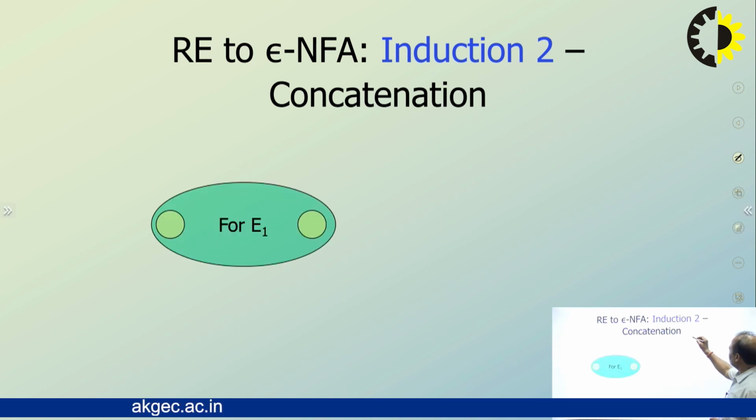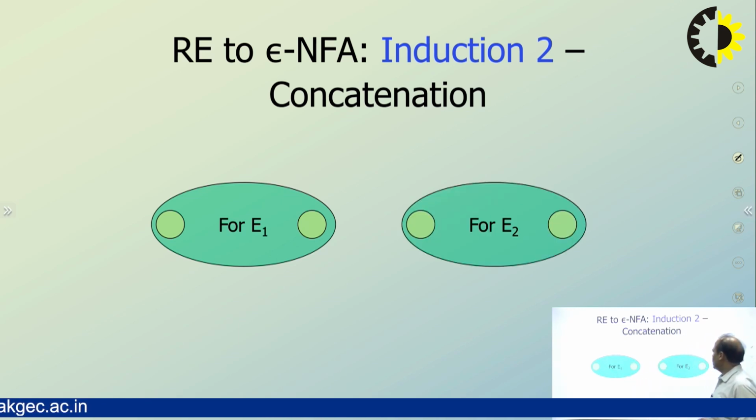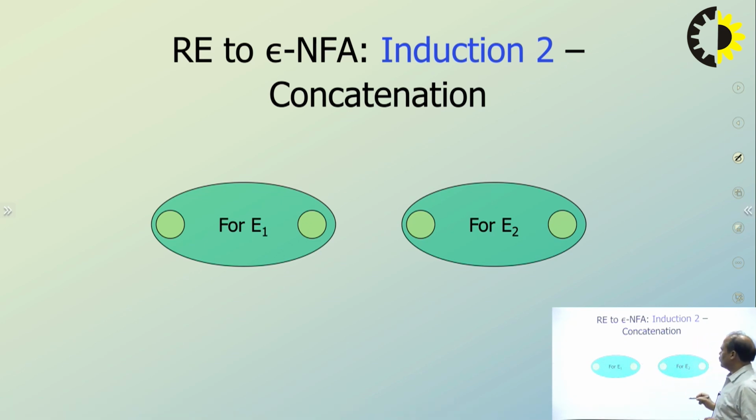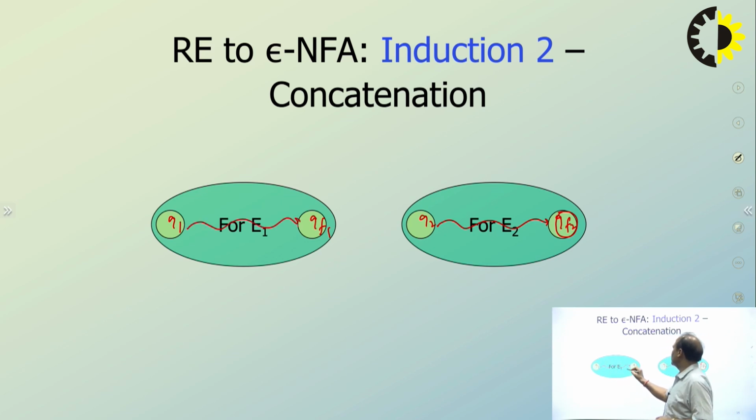In concatenation, if you have two machines, this is the machine for the first regular expression and this is the machine for the second regular expression or second language. Let's say this is the starting state, and this is the final state of the first automata. This is the starting state, and let's say QF1, and this is QF2 of the second finite automata. We assume that this machine has multiple transitions.